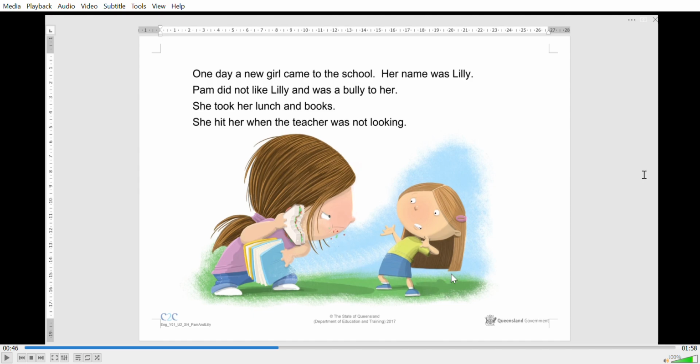And where do you think they are? Because it says they are at school, but the picture gives us more information. Where at school do you think they are? I think that since I can see grass, that tells me that they are on the oval. It is probably at lunchtime. All right, let's keep going.